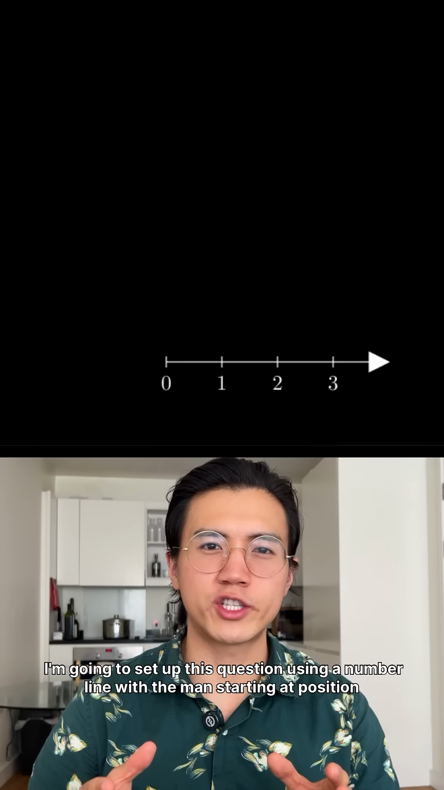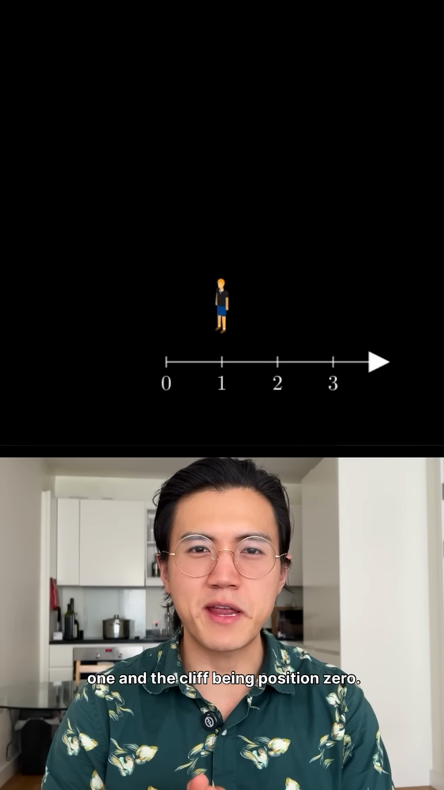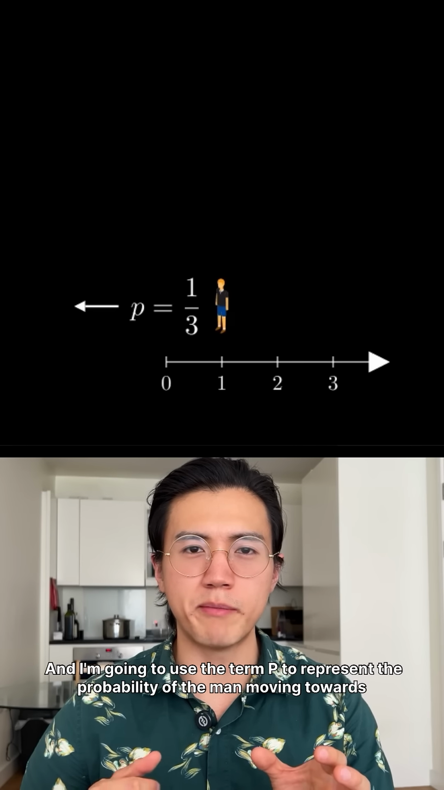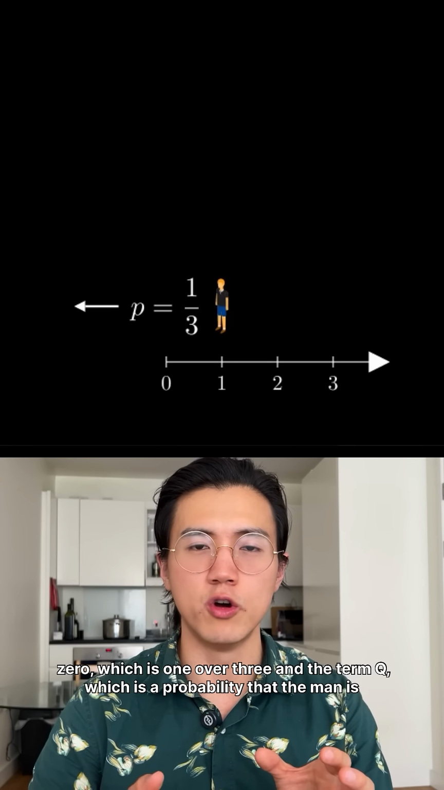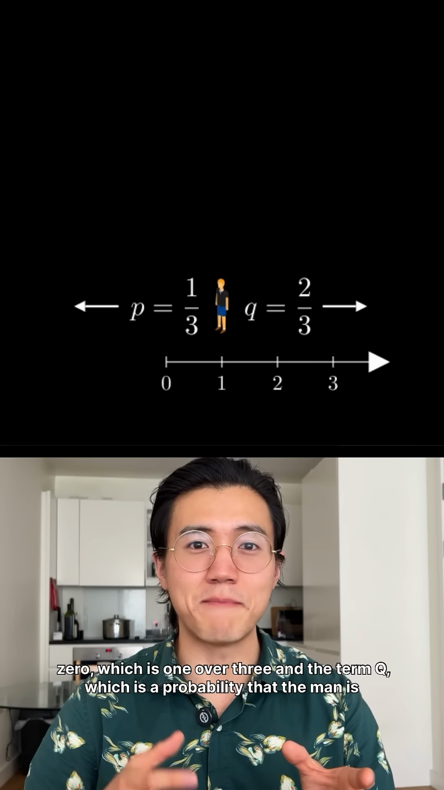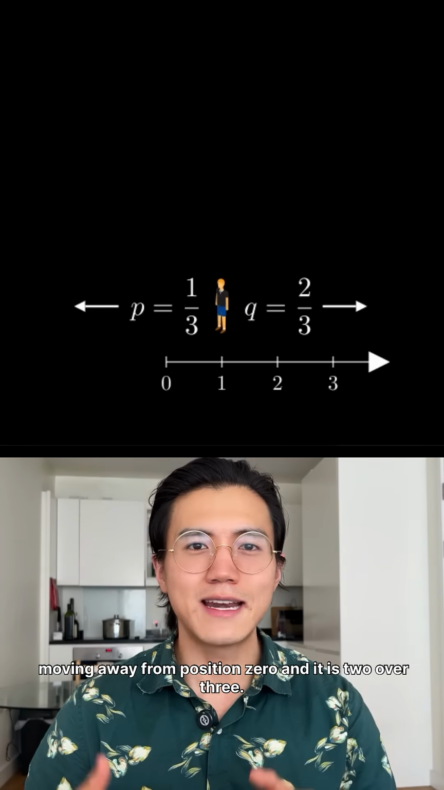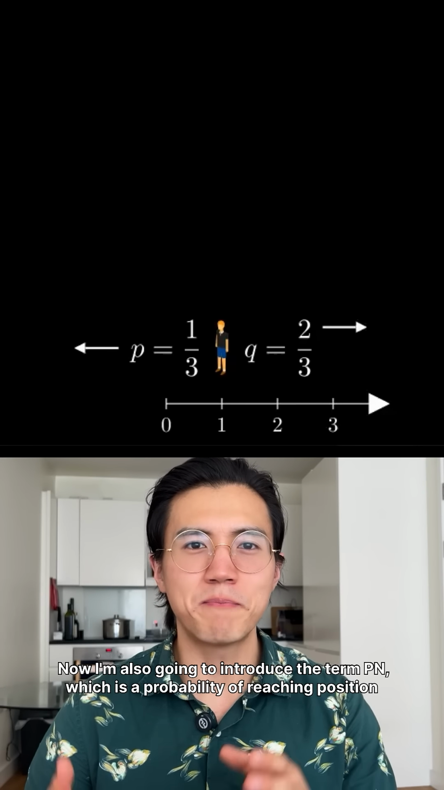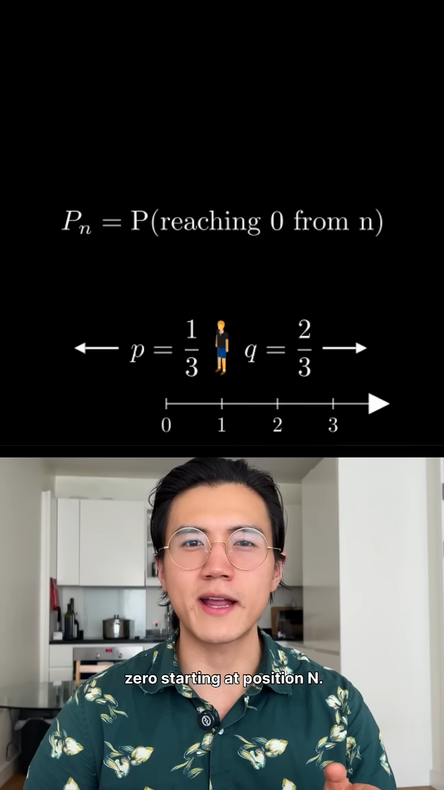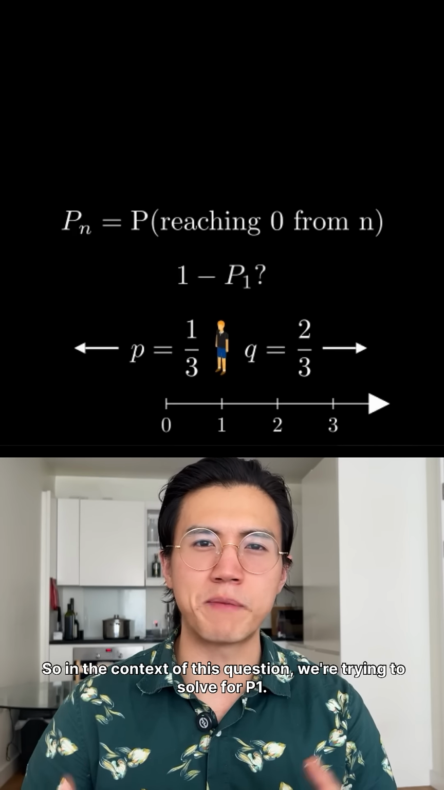I'm going to set up this question using a number line, with the man starting at position 1 and the cliff being position 0. I'm going to use the term P to represent the probability of the man moving towards 0, which is 1 over 3, and the term Q, which is the probability that the man is moving away from position 0, and it is 2 over 3. Now I'm also going to introduce the term Pn, which is the probability of reaching position 0 starting at position n. So in the context of this question, we're trying to solve for P1.